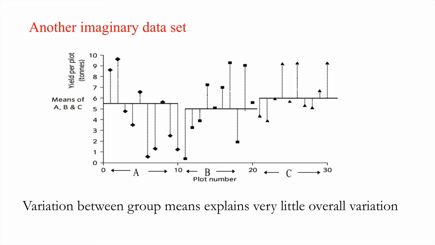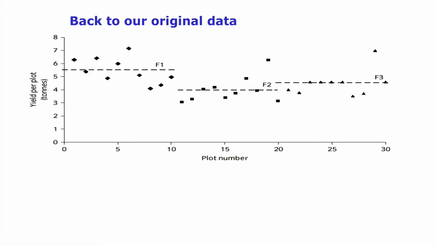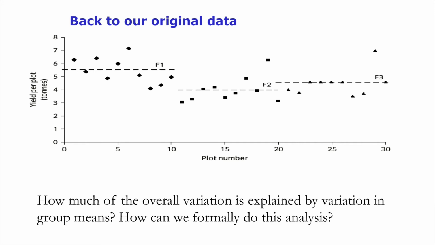Let's go back to our original data, where in this case we've got something of an in-between case where what we have here is some differences, it appears, between these sample means, but there's still relatively high variability within any individual group. So how much of that variation is explained by variation in group means, and how do we test for this?